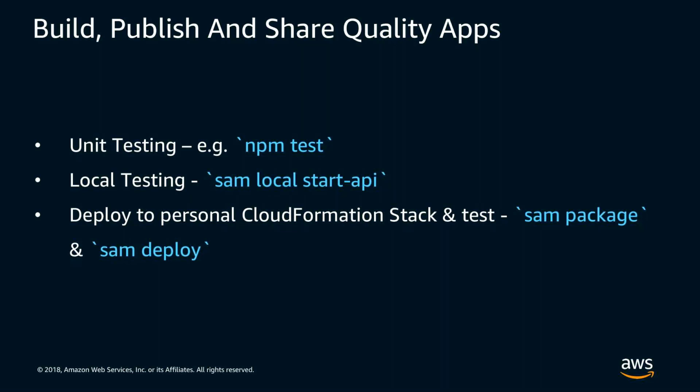using sam local start-api, for example. You can also check events on your Lambda functions. You can also deploy to personal CloudFormation stacks, and you can test using sam package and sam deploy. So these tools are available to you to be able to build locally, test locally, and deploy.